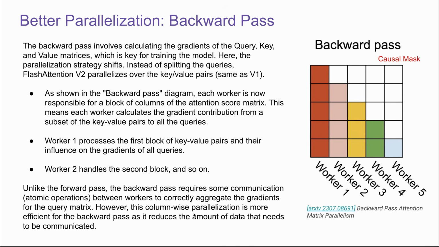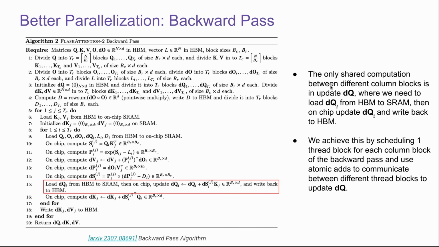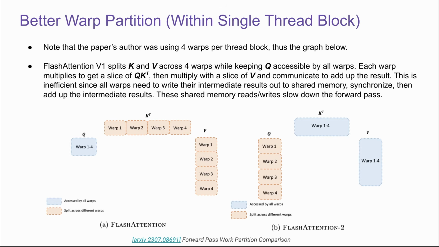However, this column-wise parallelization is more efficient for the backward pass as it reduces the amount of data that needs to be communicated. The only shared computation between different column blocks is in updates to DQ, where we need to load DQi from HBM to SRAM, then update DQi on-chip and write back to HBM. This is the part I've already highlighted. So we achieve this by scheduling one thread block for each column block of the backward pass and use atomic adds to communicate between different thread blocks to update DQ. Now we have gone through the optimization between different thread blocks.